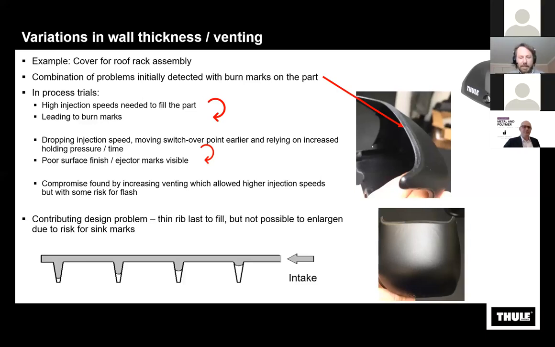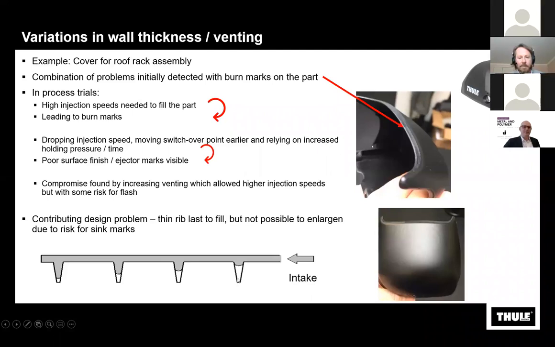But because these thin ribs were so much thinner than the general wall thickness, they were the last to fill. As the schematic shows, even though this rib is early in the process, it's the last to fill because the material will preferentially flow in the thicker areas. So if I tie it back to the parameters, we had to use very high injection speeds to fill the part because of these thinner areas.